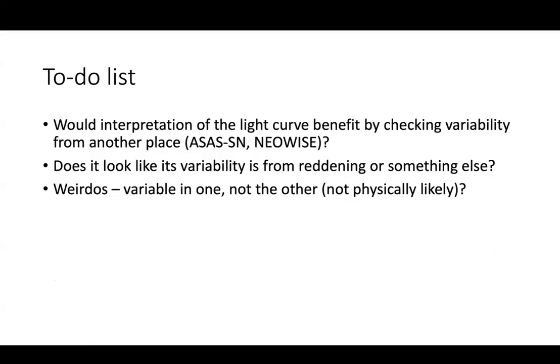And you can try to figure out if it makes sense to get a light curve from another source to see if you can have an independent check on the variability. And then if you have more than one color, you can see, oh, is the variability from reddening or from something else? And you can look for the really strange ones that are variable in one band, but not another.